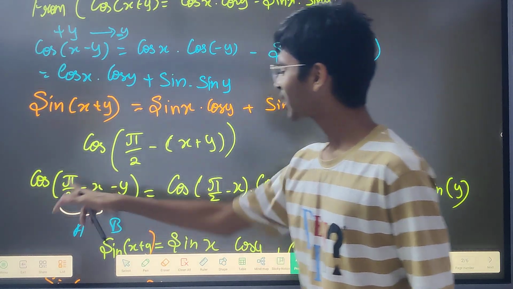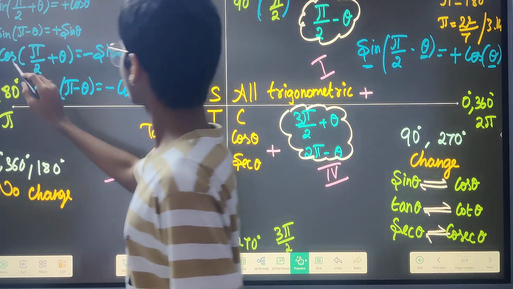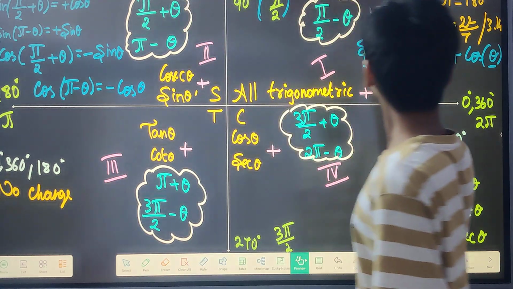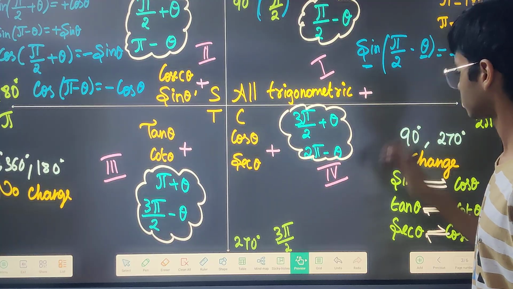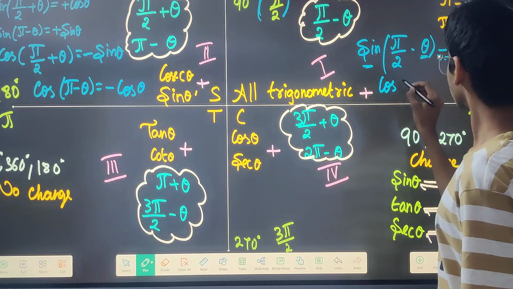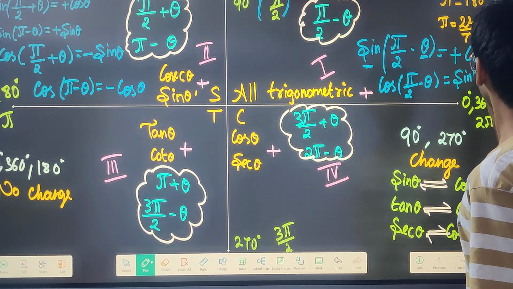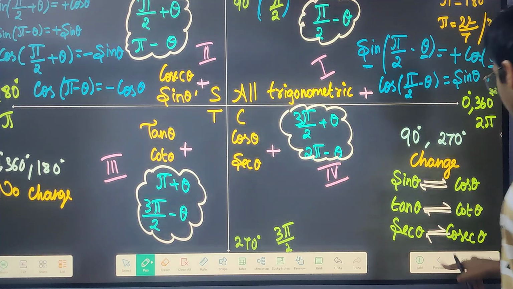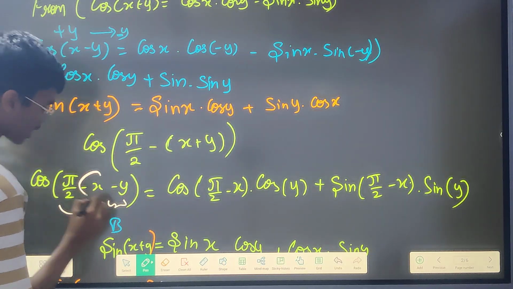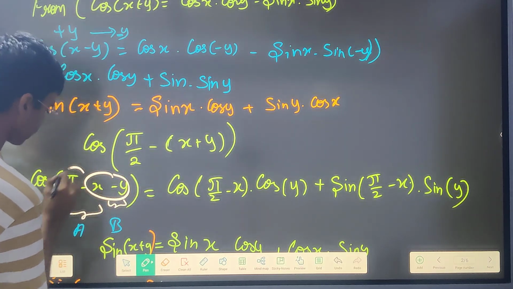Okay, see, what did I say? Cos pi by 2 minus theta, only you have to see. Here if I am putting cos pi by 2 minus theta, it is equal to sin theta. Remember this formula. So that means here it is going to convert into sin theta. How? If you are taking this as the theta and if you are taking this as pi by 2.